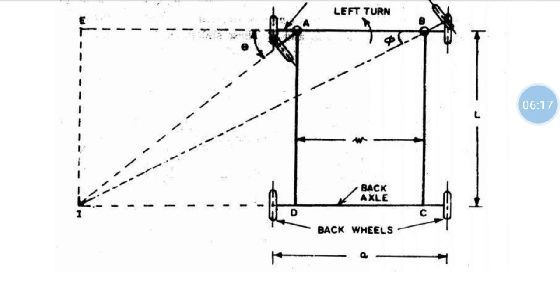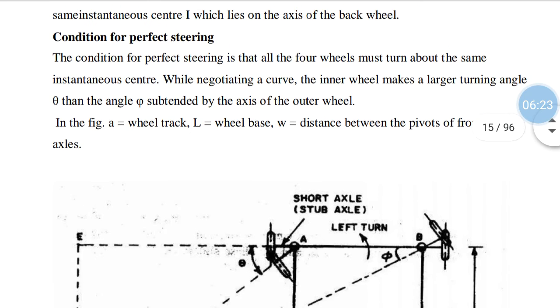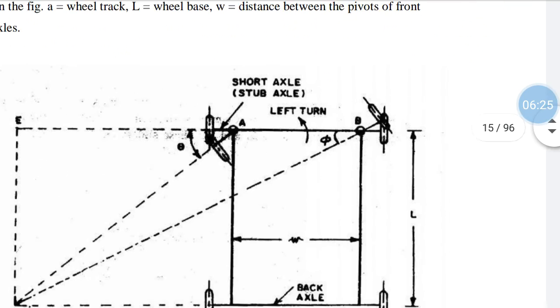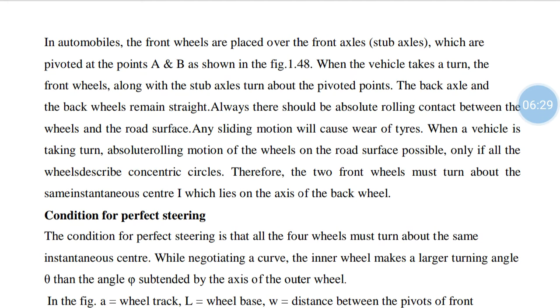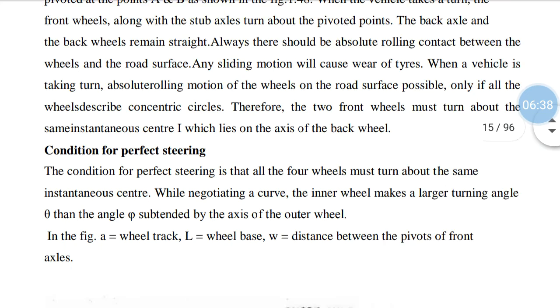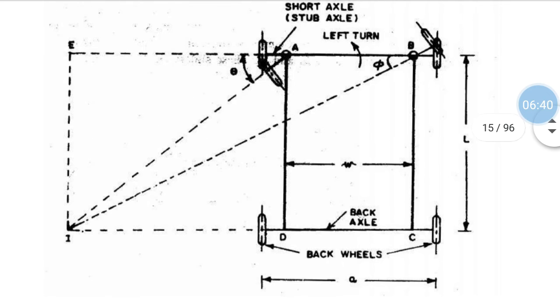These two, D and C, are the back wheels, which will be following wheel A and wheel B. D is following wheel A and C is following wheel B. Always there should be absolute rolling contact between the wheels and the road surface. All four wheels should roll over the road surface. It should not slide.